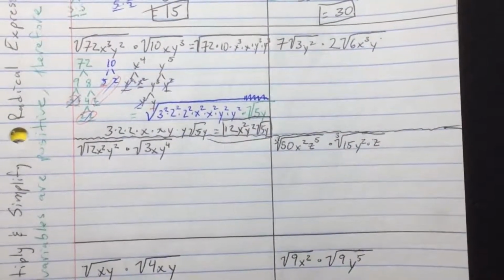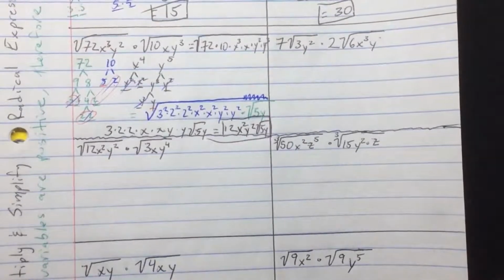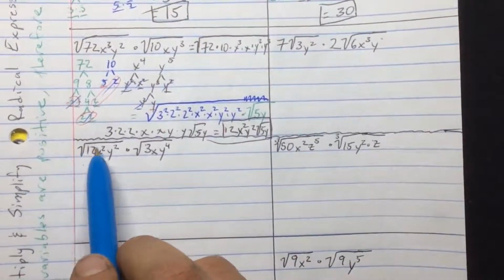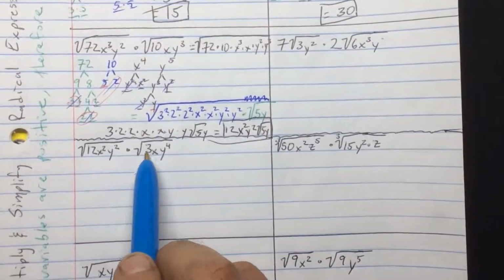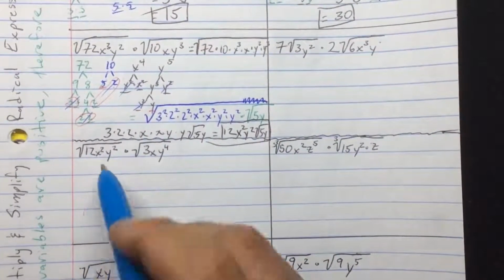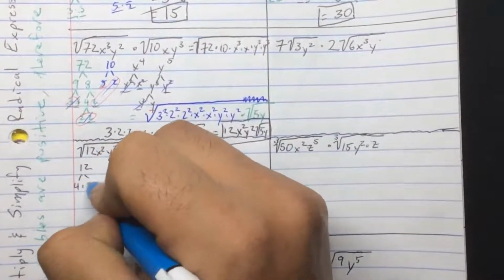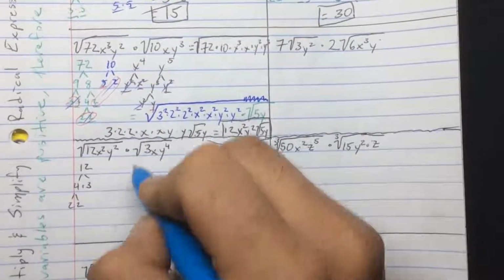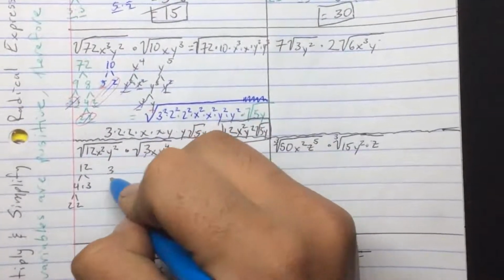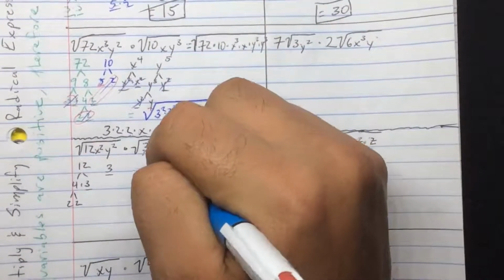All right. The next one we have is the one down here: the square root of 12x squared y squared times the square root of 3xy to the fourth power. Once again, we're going to break down our 12 and leave it as 4 times 3. And then 4 is going to be 2 times 2. Our 3 is already a prime, so we just leave it here.